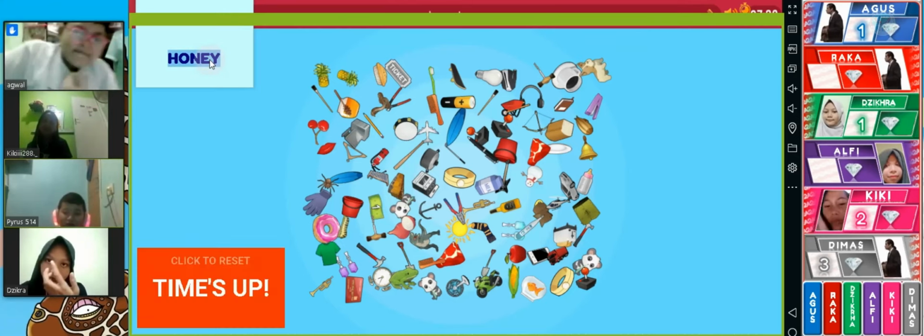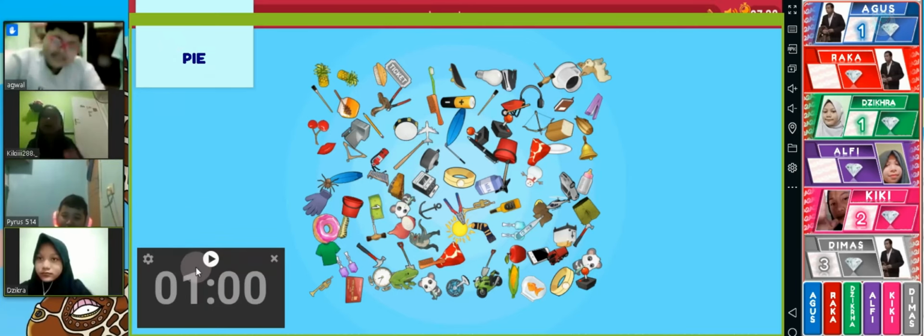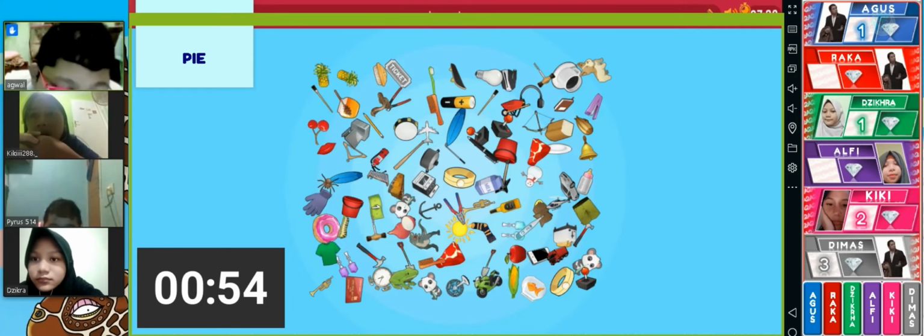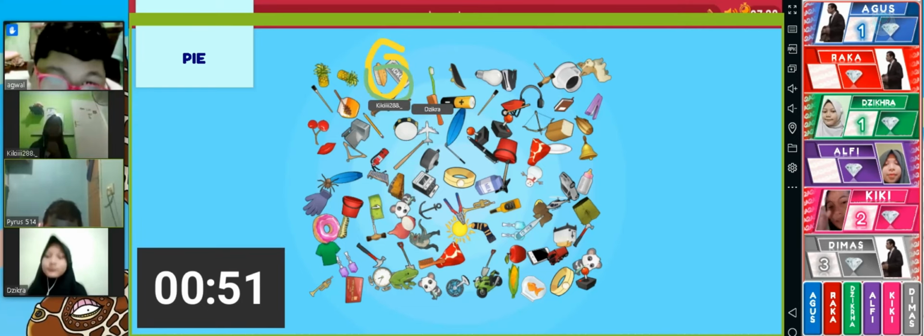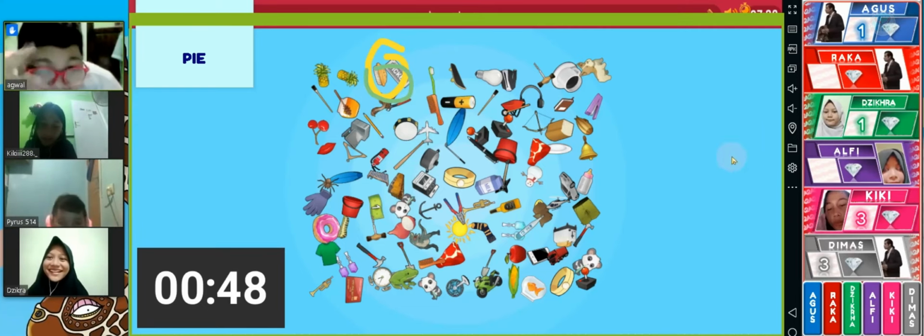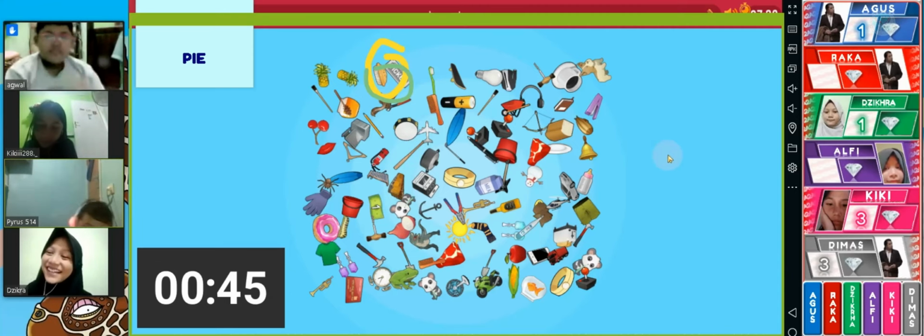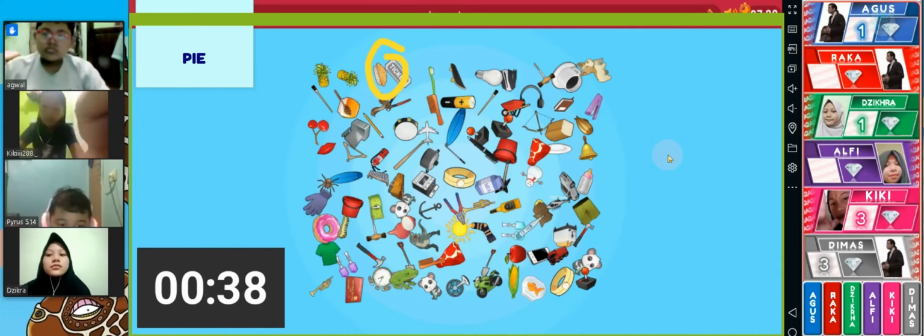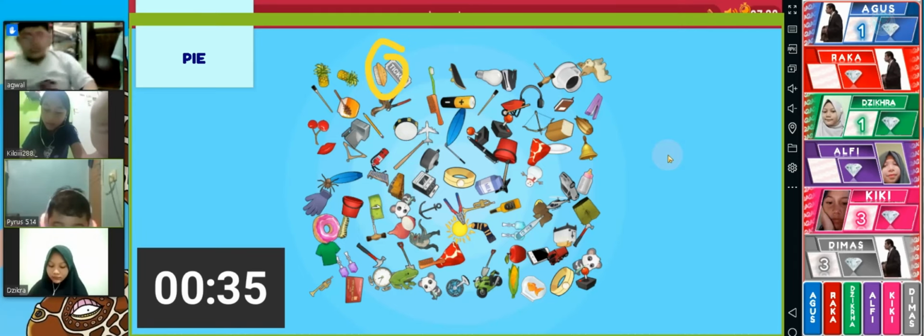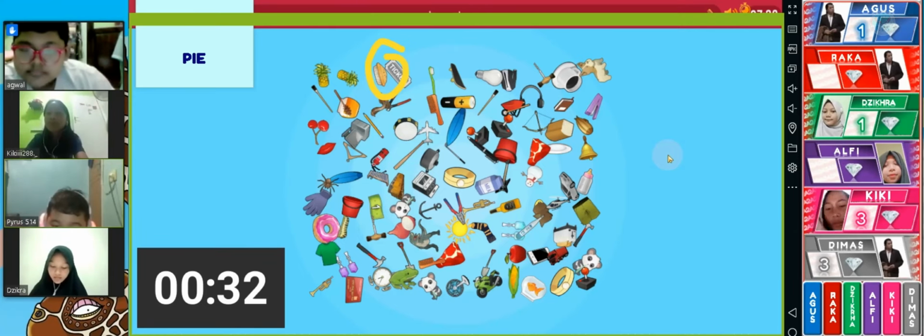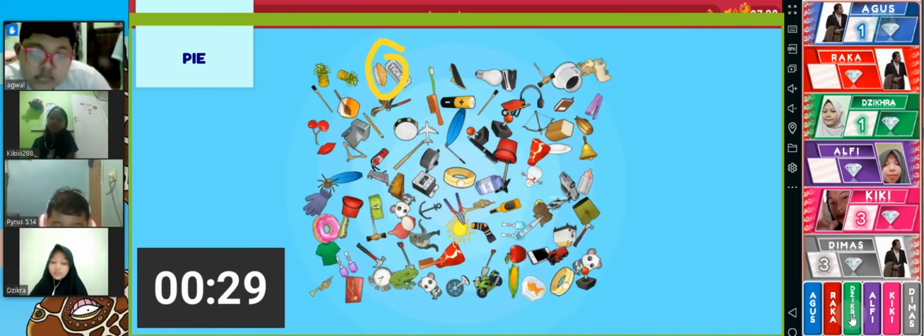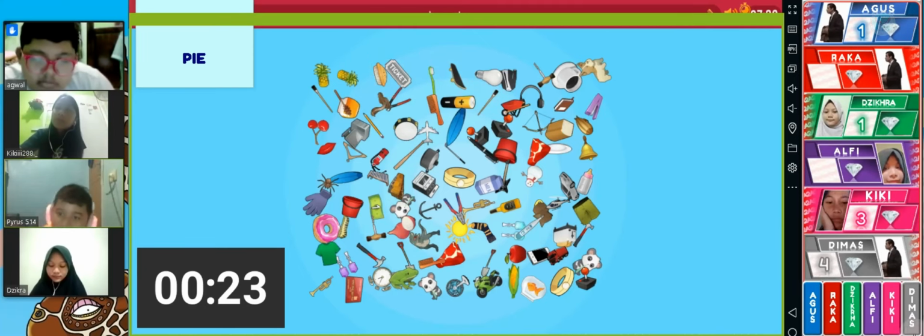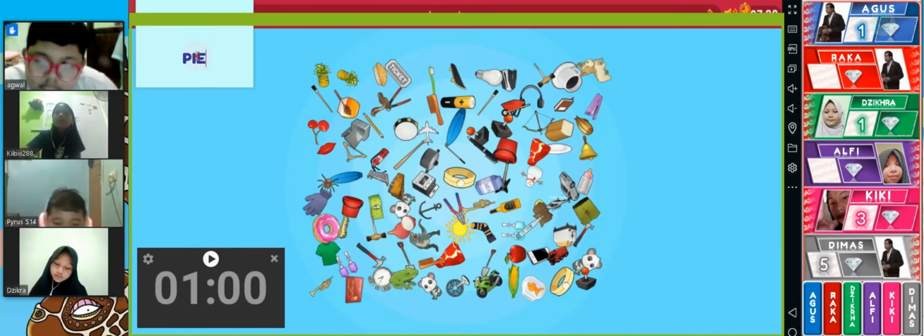Go. Definition. Try to find the definition about food. A baked dish of fruit or meat and or vegetables with pastry on the bottom and top. Oh yeah, that's it. Example? I like a slice of apple pie. All right, next.